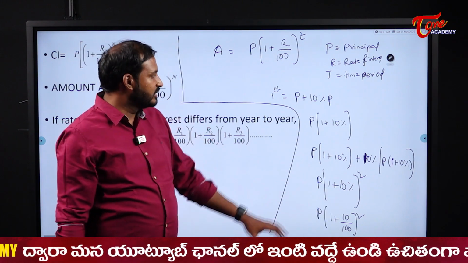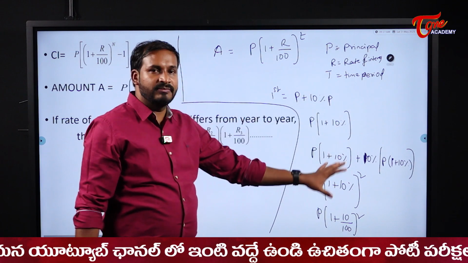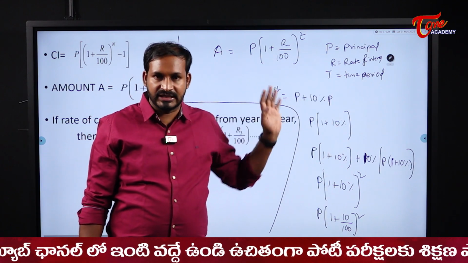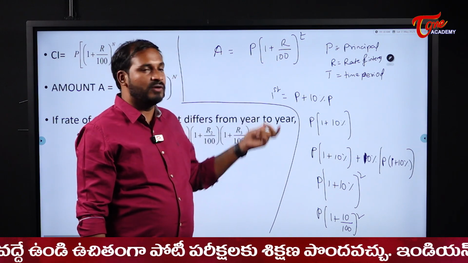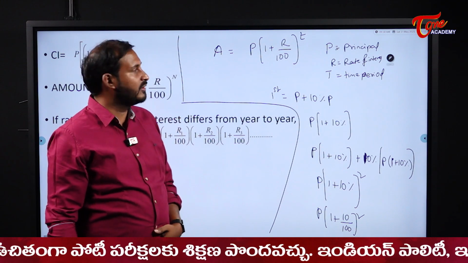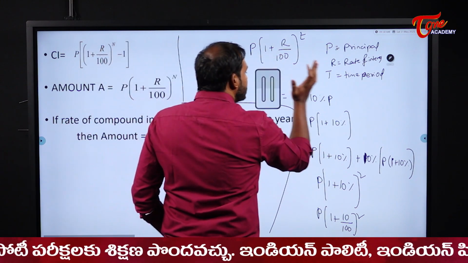Okay, students, understood? The value is increased successively by 10%, 10%, 10%. That is the reason the formula was written as A is equal to P into 1 plus R by 100 whole to the power of T. Okay, this is the formula for amount.